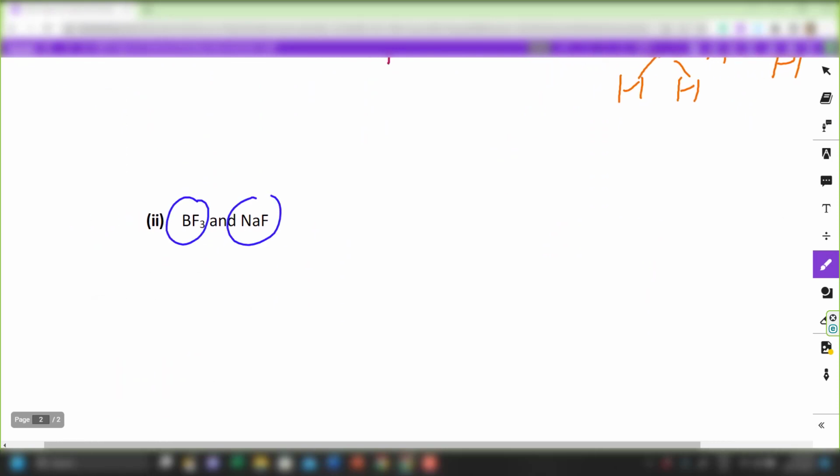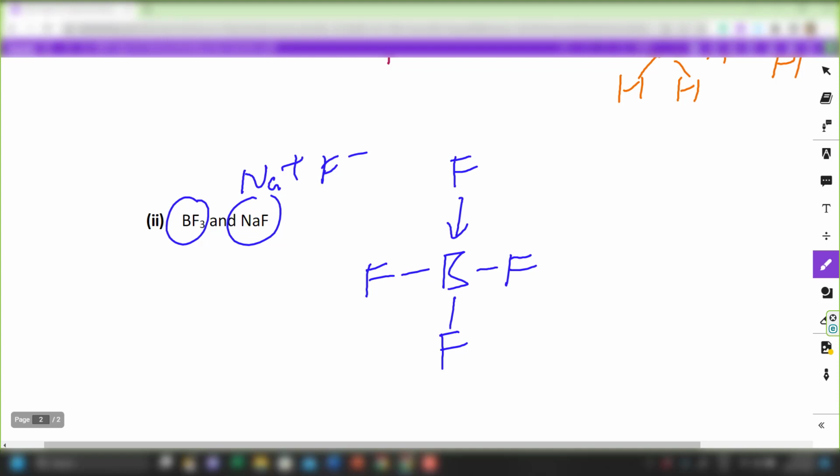Next, BF3 and sodium fluoride. Boron is in period 2, group 13, the same group as aluminium, so it is 2 electron short of the ideal octet configuration. Sodium fluoride is an ionic compound, so it's Na plus and F minus. When both of them react, the fluoride will form a dative covalent bond with the boron center.